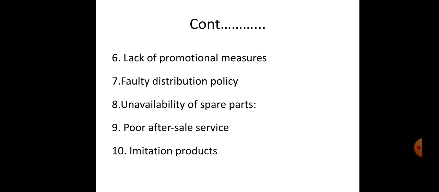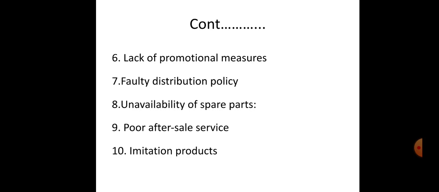The next cause is the lack of promotional measures. So popularizing the brand, particularly in the introduction stage of a product, is very much essential. Such a step will ensure repeated buying and bring long-term benefits for the marketer. A failure to do so will prove to be disastrous for the product. And the seventh cause for failure of a new product is a faulty distribution policy.